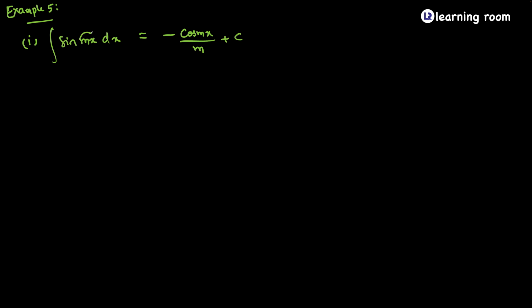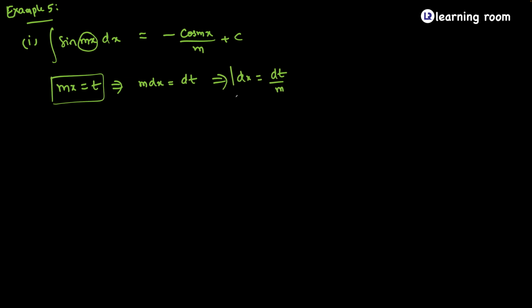So here, what is the extra term that we have? Instead of x, you have mx. So put mx is equal to t, which implies m into dx is equal to dt, which implies dx is equal to dt divided by m. So what are we supposed to do? Take mx is equal to t and dx is equal to dt divided by m, substitute it here. So when you do that, you will get integral of sine t into, what is the value of dx? It is going to be dt divided by m.